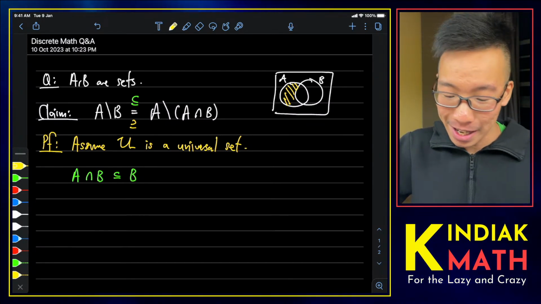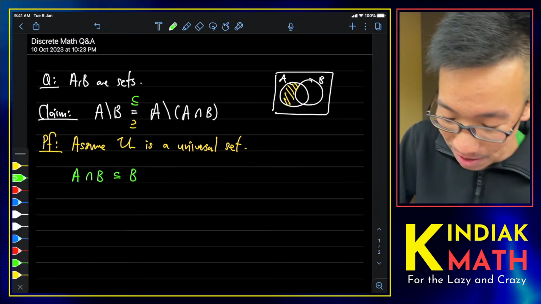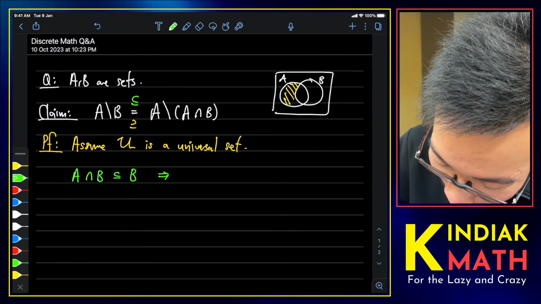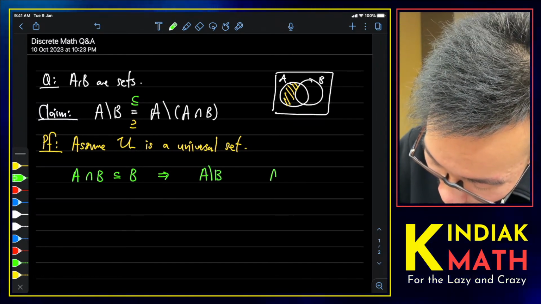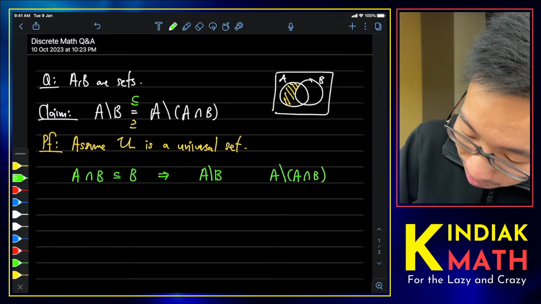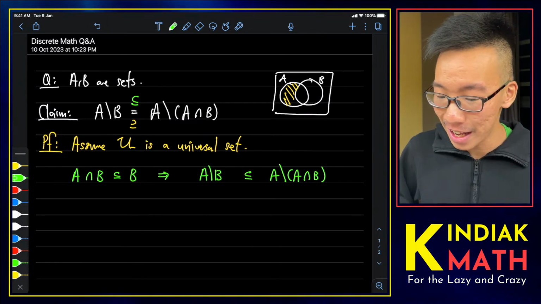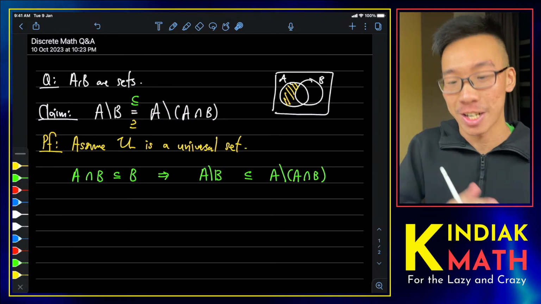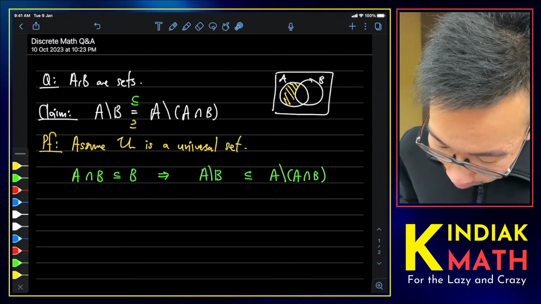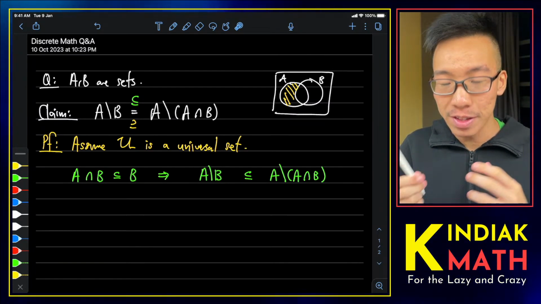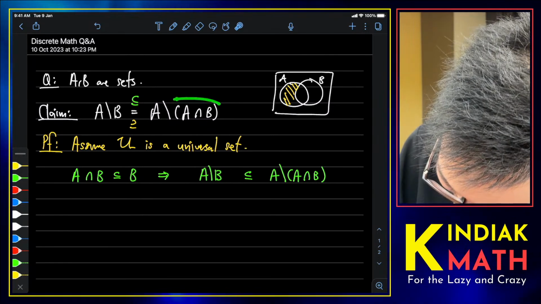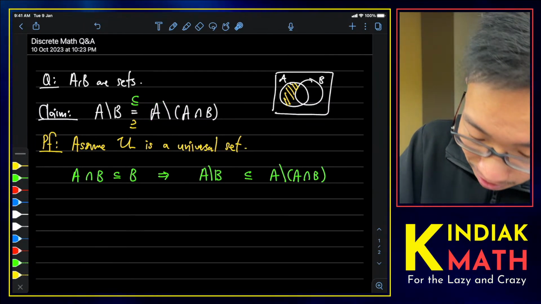The trick I'm going to apply relies on one of the tutorial results: if one set is a subset of another, then taking complements on both sides reverses the subset inclusion. That establishes the first subset direction, from A exclude B to A exclude A intersect B. Now we need to prove the other inclusion, that this set over here is indeed a subset of this set.